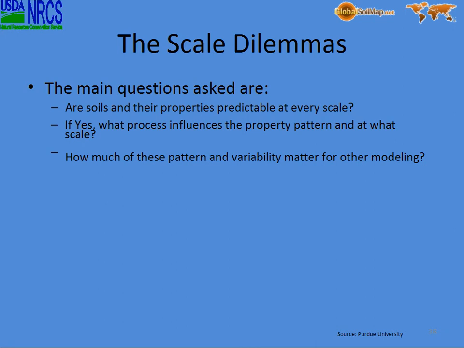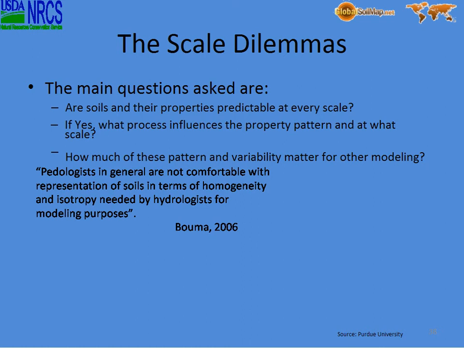As we move further to the harmonization and disaggregation effort and transition from polygon to raster maps, asking some key questions may help us along the way. The majority of them boil down to three questions. Are the soils and their properties predictable at every scale? If yes, what processes influence the property pattern and at what scale? How much of these patterns and variability matter for other modeling?